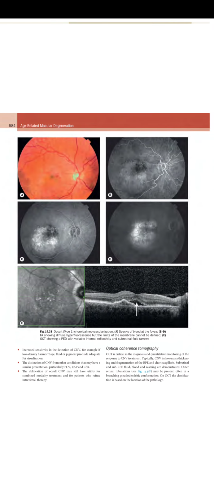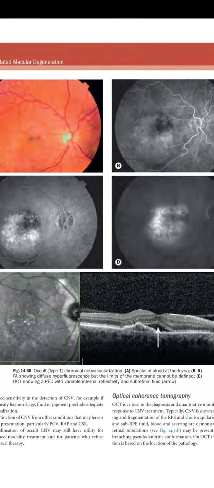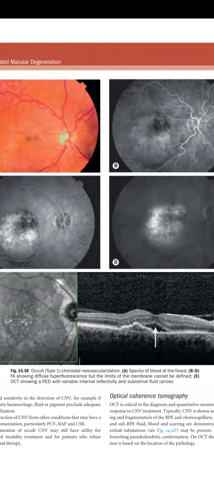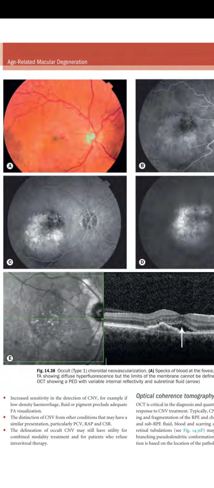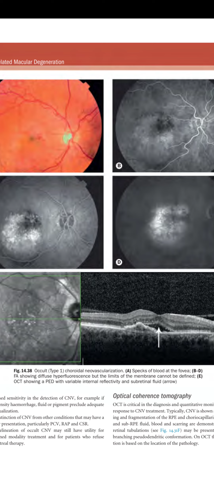So let's see figure 17. This is an occult CNV. So you can see type 1 choroidal neovascularization. There are specks of blood at the fovea. B to D is showing us a diffuse hyperfluorescence, but the limit of the membrane cannot be defined. So this is a hyperfluorescence and you cannot define the limitation of the membrane. E is showing OCT showing a PED, so this is a pigment epithelial detachment with a variable internal reflectivity and a subretinal fluid.